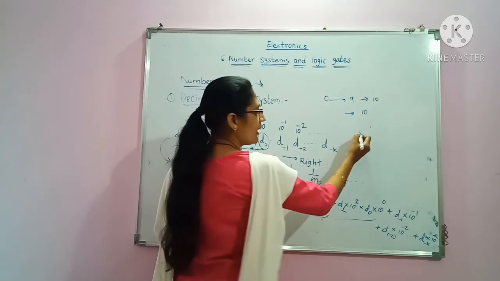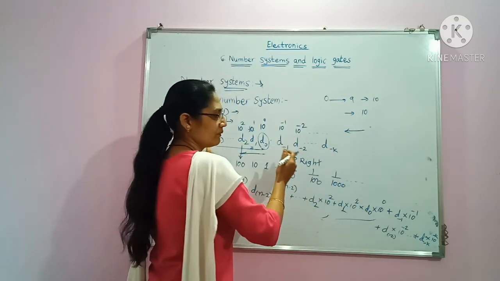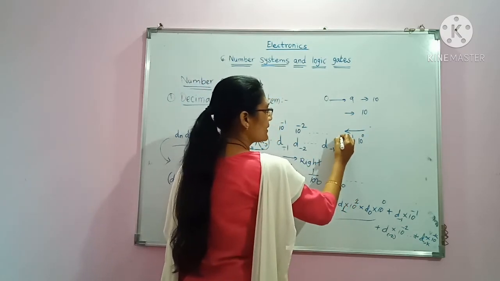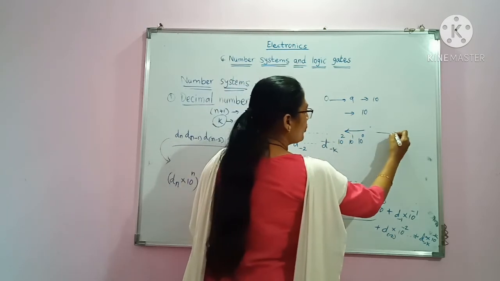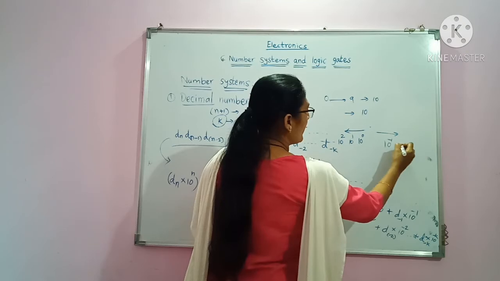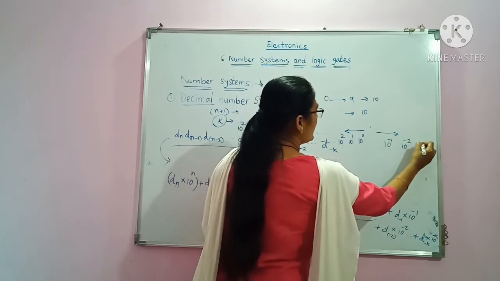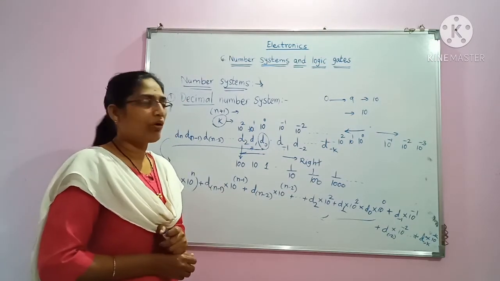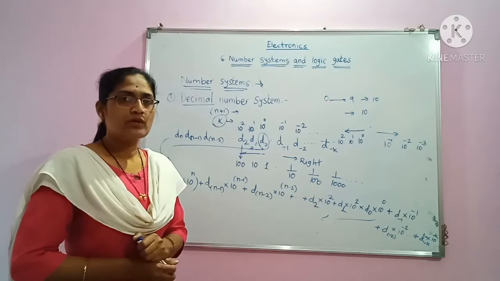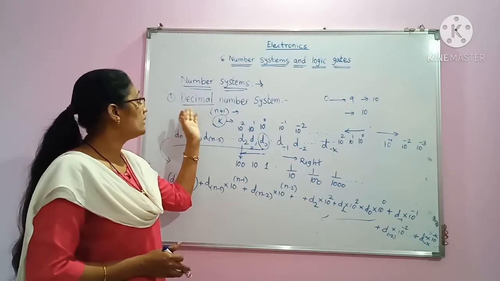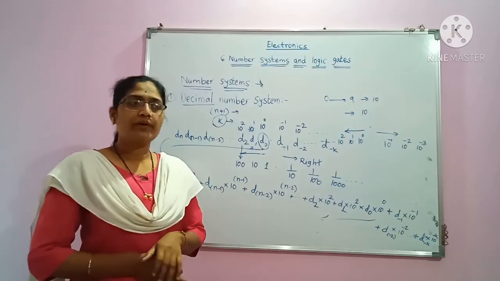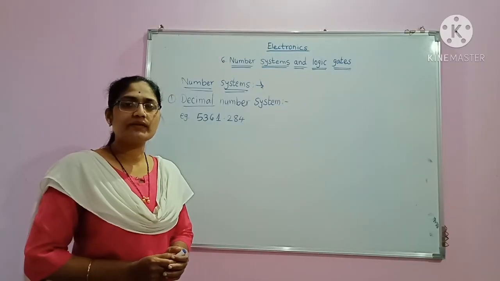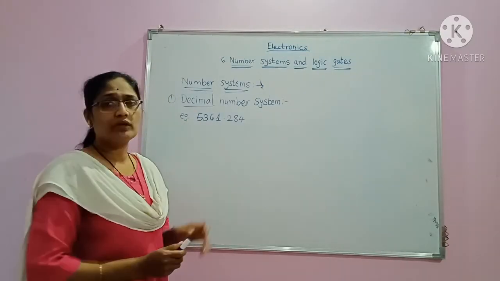Decimal point is important. As I move towards the left, the power of 10 will go on increasing, and as I move towards the right, I have to multiply with 10 raised to minus 1, 10 raised to minus 2 and 10 raised to minus 3 in order to find out the value of the given decimal number. So here we have dealt with the decimal number system, and in our next lecture we will see what the binary number system is.